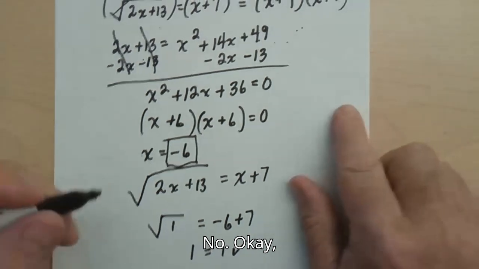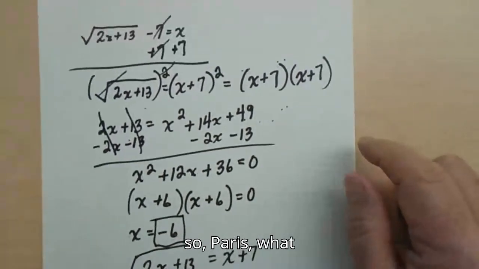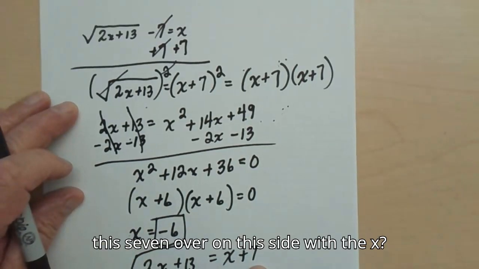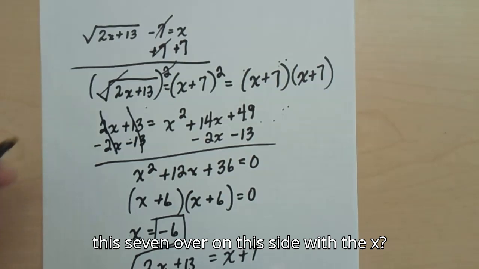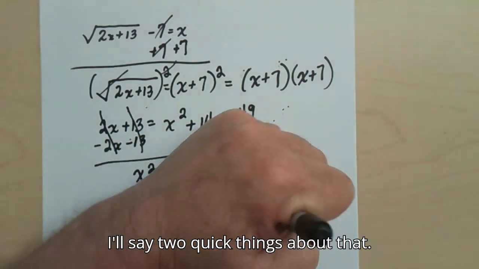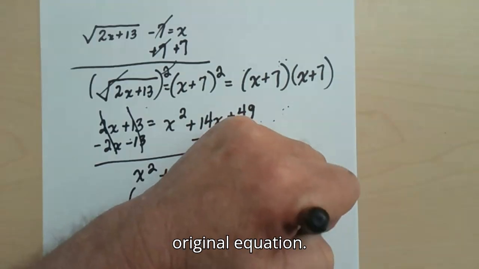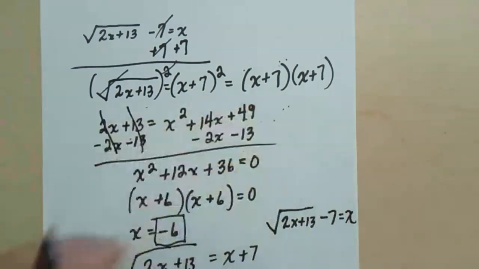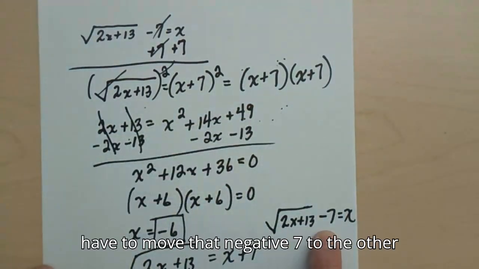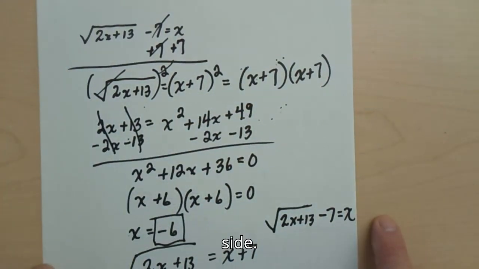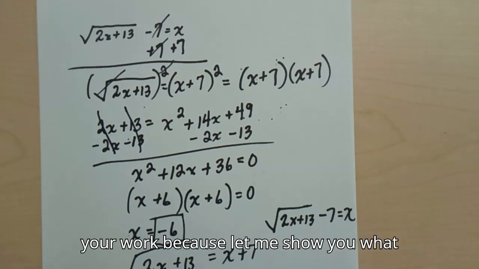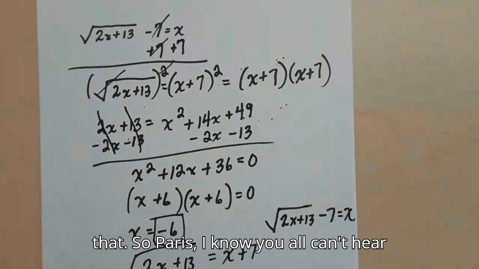Okay, so Paris, what she's asking is, do you have to have this 7 over on this side with the x? I'll say 2 quick things about that. First of all, remember, this was the original equation. To solve this equation, you're going to have to move that -7 to the other side. Well, if you did it with the 7 in it and still got the answer, I'd love to see your work, because let me show you what you would really have to do if you did that.